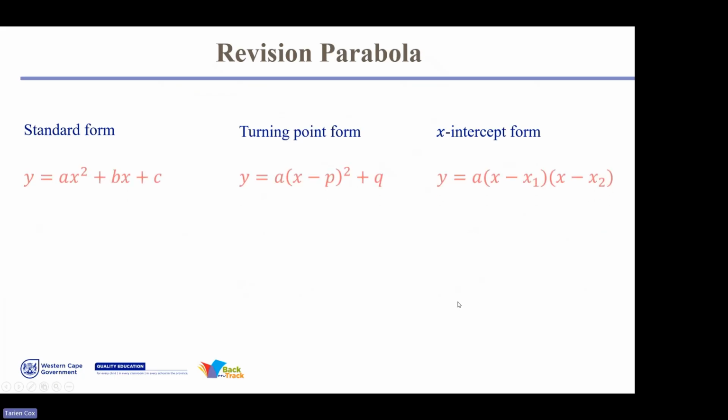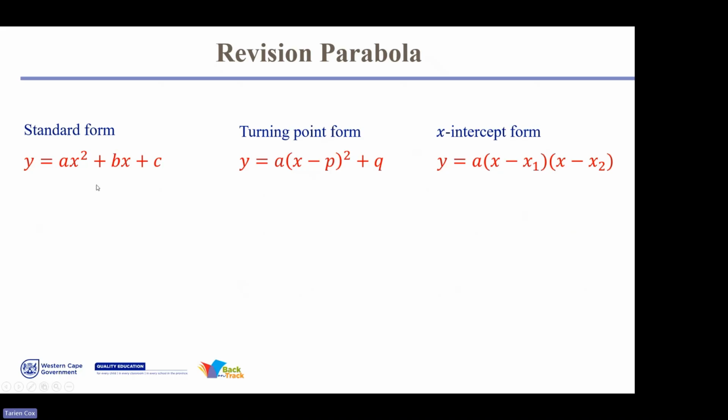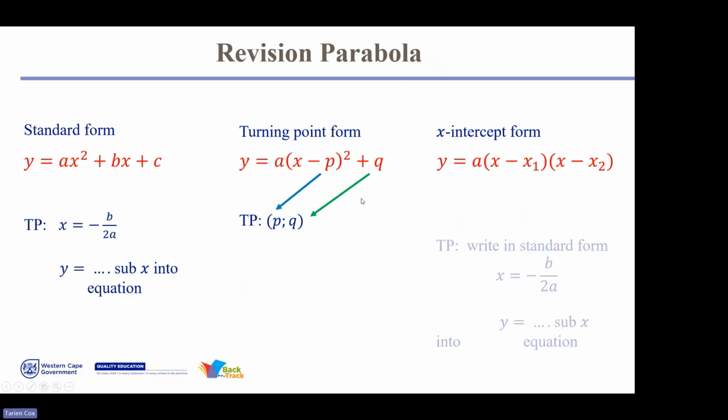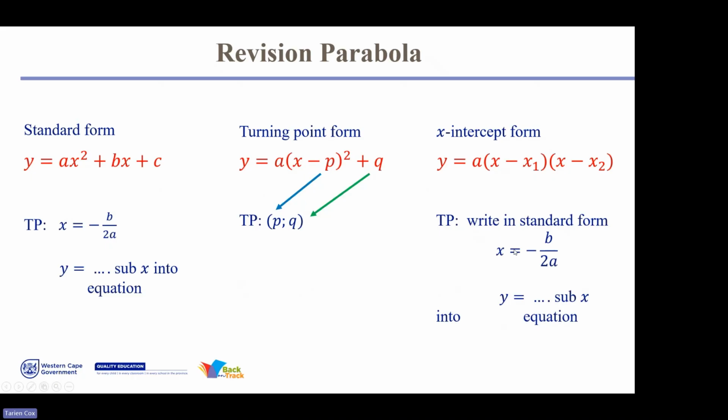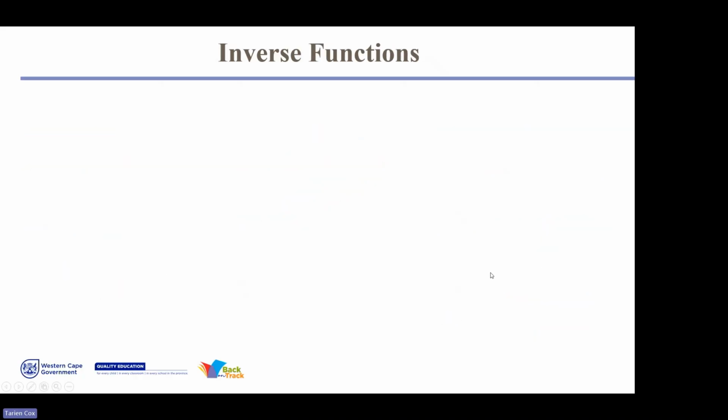When we look at the specific revision according to the parabola, like I said, standard form, turning point, and x-intercept form. If I want the turning point from standard form, I've got the x value, which is minus b over 2a, and y, and just sub the x value back into the original equation. If I'm looking at the turning point form, I can actually just extract the turning point from here, where I have the p value and the q value. And then the x-intercept form, I have to do the same method as by the standard form. I have to say x is equal to minus b over 2a, but you'll have to first write that into standard form in order to continue.